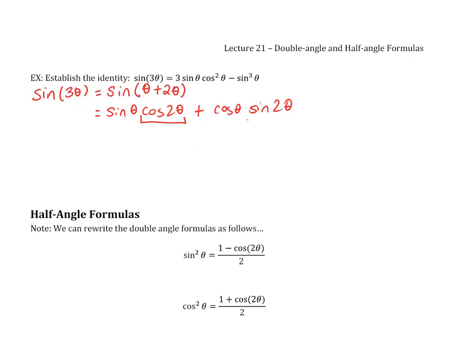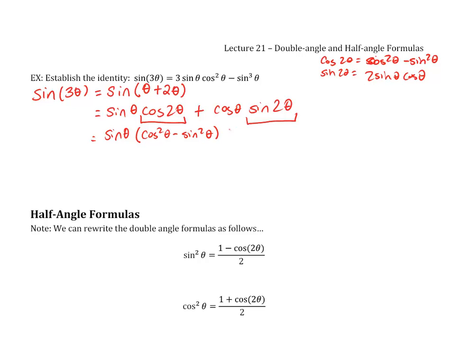Now for these, let's use the double angle formulas that we already have. For example, we have cosine of 2 theta is cosine squared of theta minus sine squared of theta. And sine of 2 theta, recall, is 2 sine theta cosine theta. So this becomes sine of theta times cosine squared of theta minus sine squared of theta plus this cosine theta here times a 2 sine theta cosine theta.